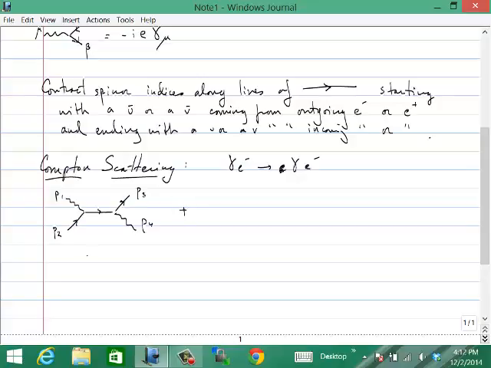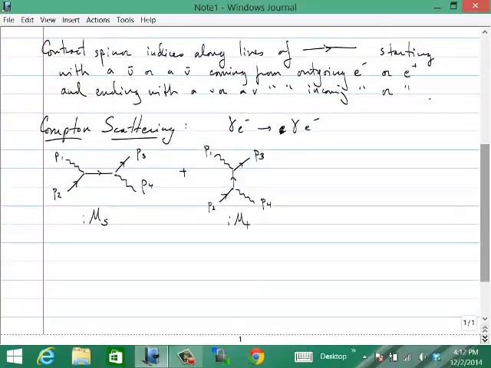This is what you would typically call an S-channel contribution. And there'll also be a T-channel contribution, which would look something like this. And if you think about it, there's actually no U-channel contribution because you can't get the various spin arrows to line up correctly to make a U-channel contribution. So these would be the only two contributions at leading order, at tree level.